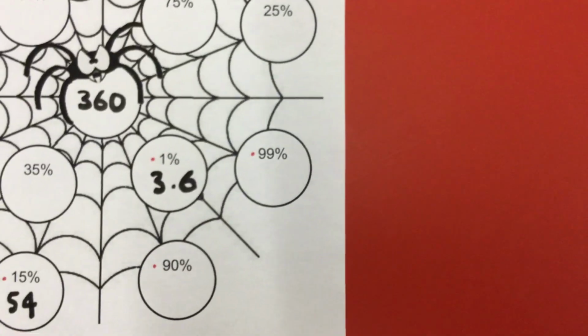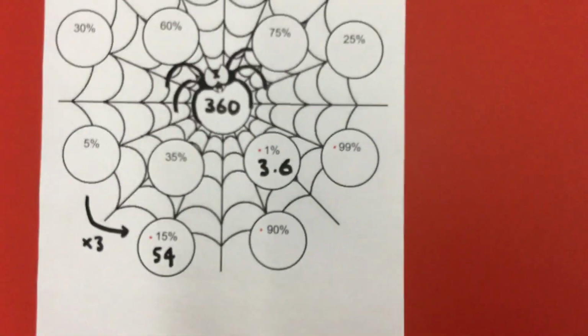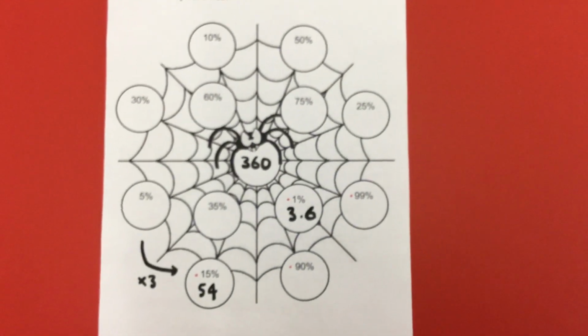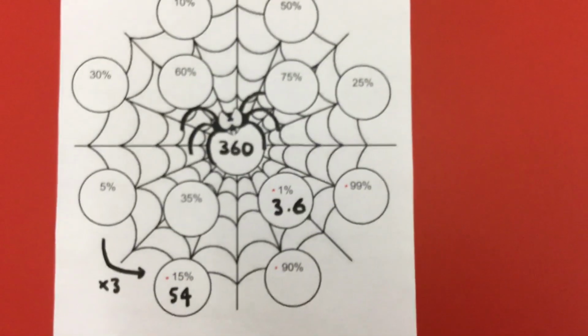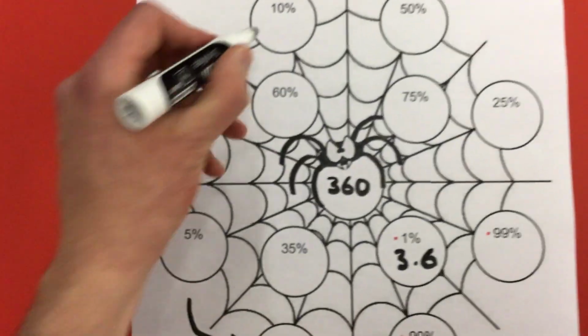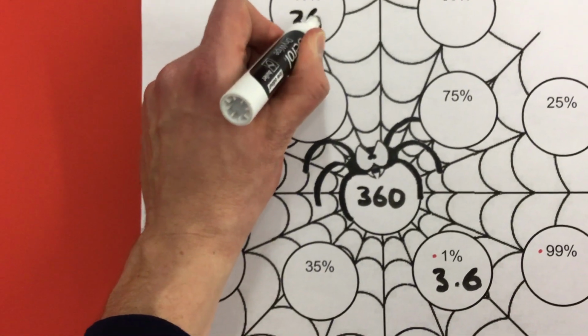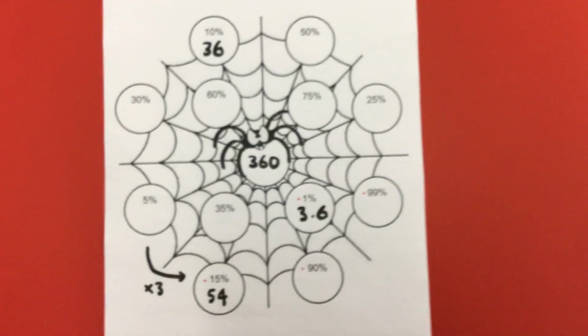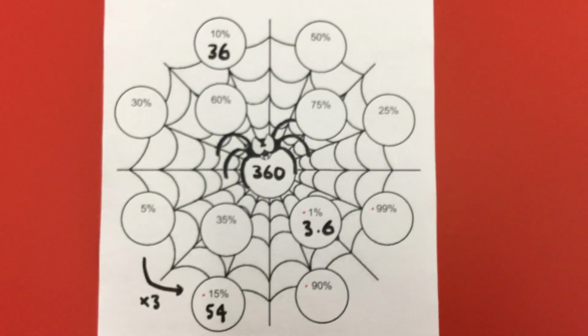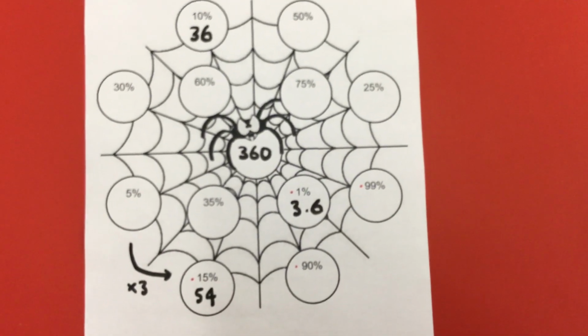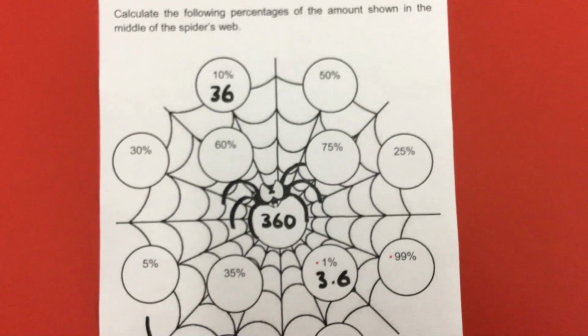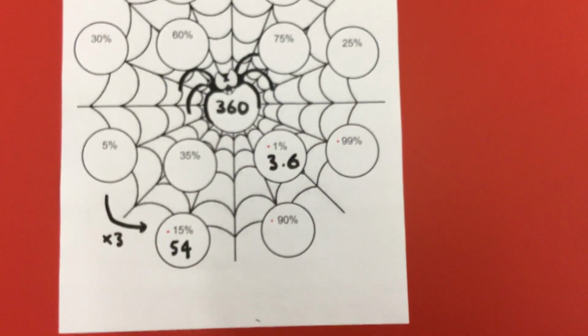Now these are interesting ones, 90% and 99%. Now, there are different ways you can do this, but perhaps the quickest way is if we work out 10%, well, we know 10% is 36. Now, rather than doing 10% times 9, which we could do, we could do 36 times 9, we could instead subtract 10% from the 100%.